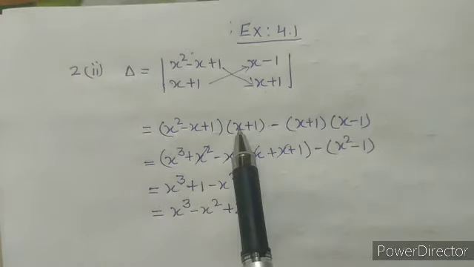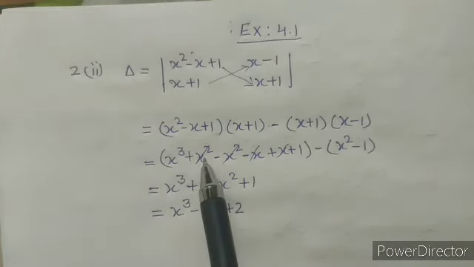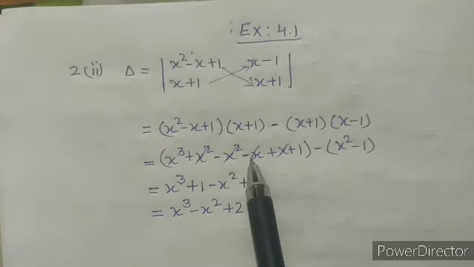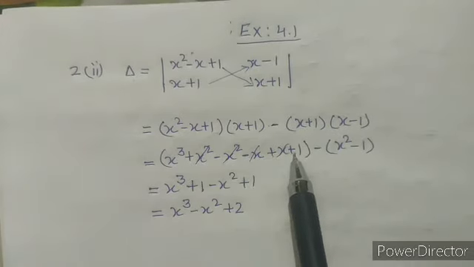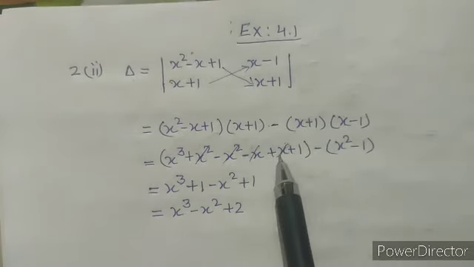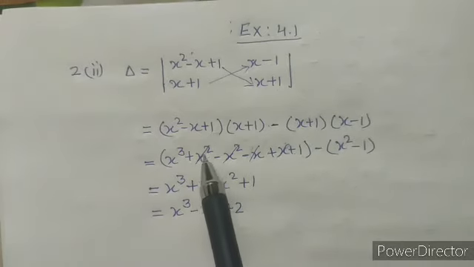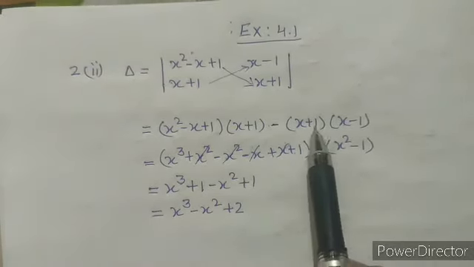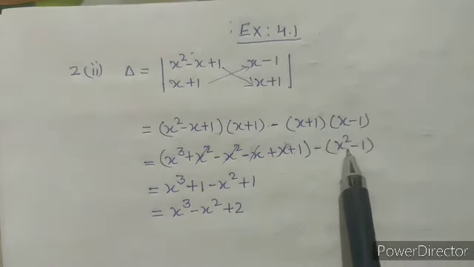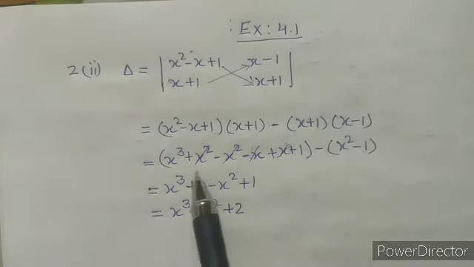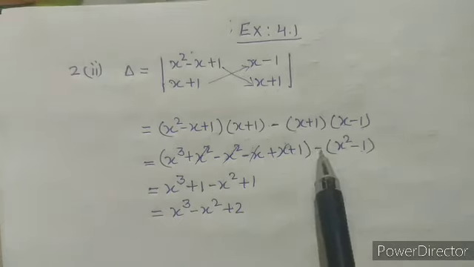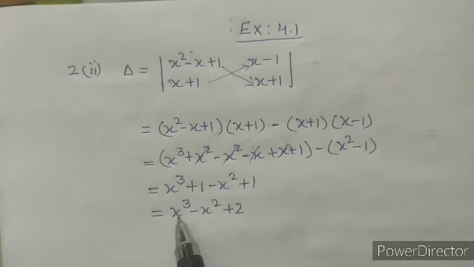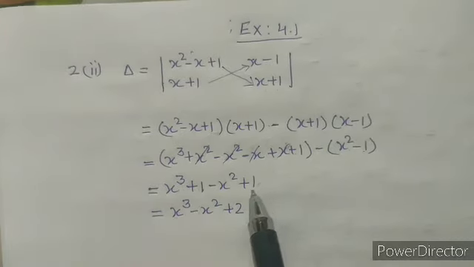Now on multiplying these two, we are getting x cube plus x square minus x square minus x plus x plus 1. Here minus x plus x will give us 0, and x square minus x square will be equal to 0. Now x plus 1 into x minus 1 will give us x square minus 1. Now on opening the bracket, we are getting the determinant as x cube minus x square plus 2.